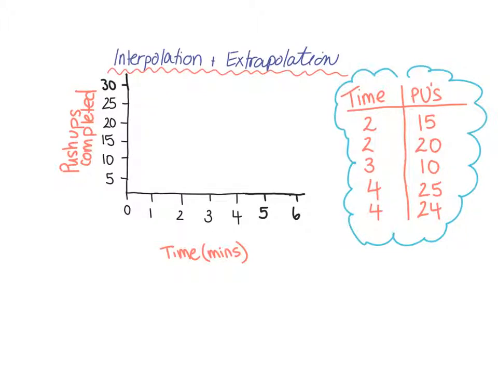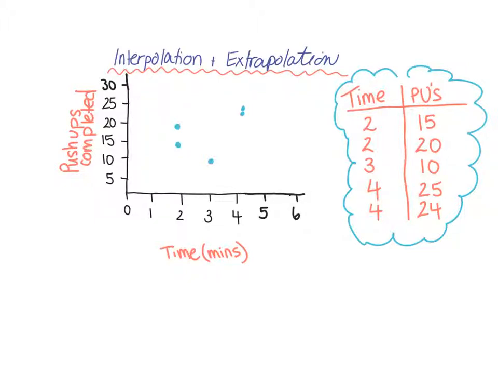So one student can do 15 push-ups in 2 minutes, someone else can do 20 in 2 minutes, 10 in 3 minutes, 25 in 4 minutes, and 24 in 4 minutes. So we just got some random data that I made up, and we're going to make a graph out of this. So after 2 minutes, somebody did 15 push-ups. After 2 minutes, someone did 20 push-ups. After 3 minutes, someone did 10 push-ups. After 4 minutes, someone did 25 push-ups. And another person did 24 push-ups.